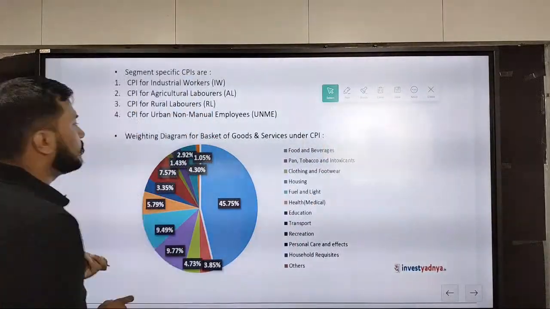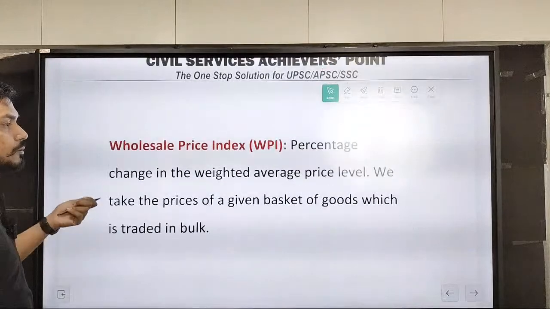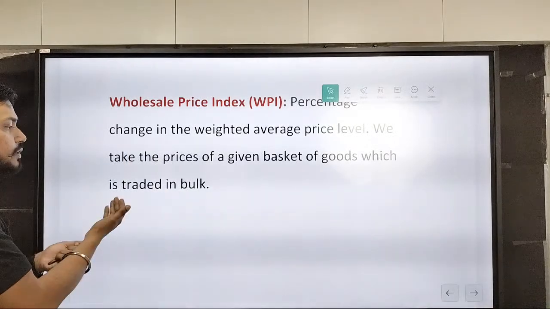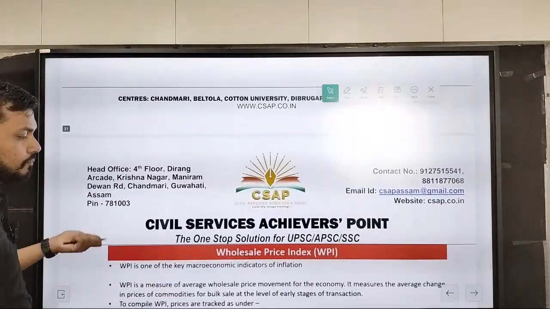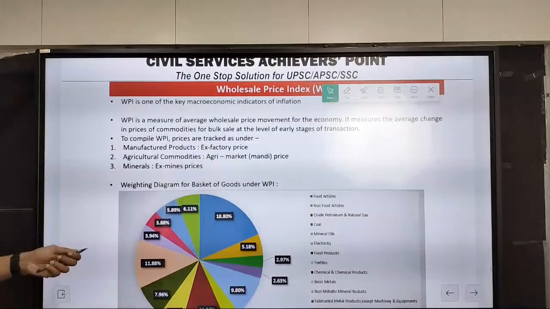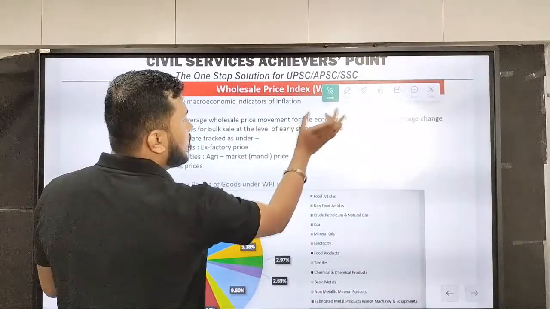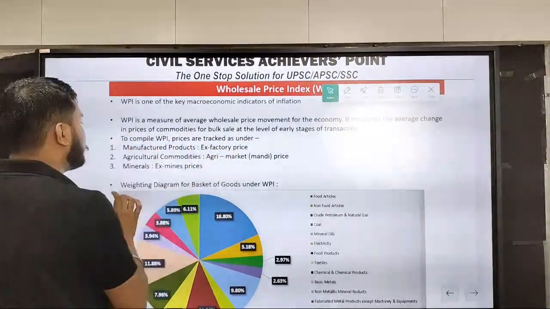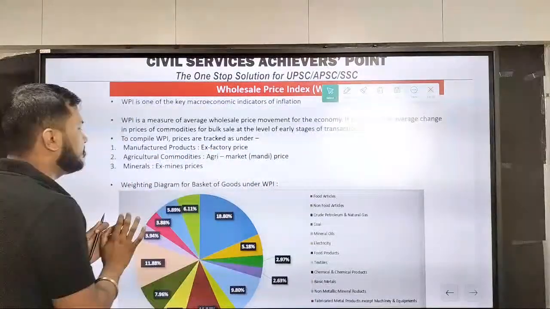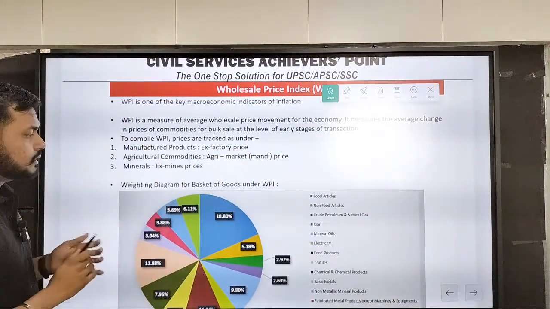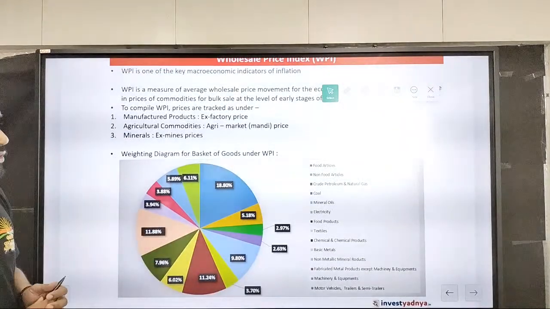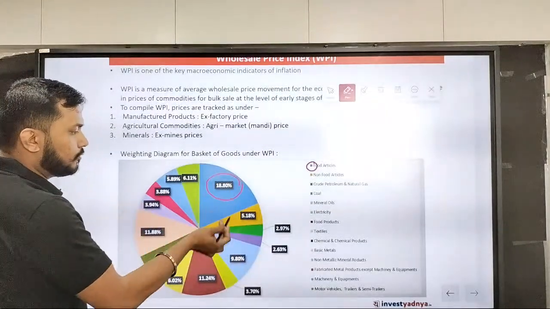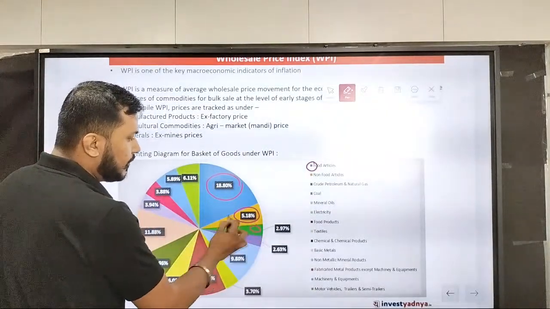Okay, then you can see the wholesale price index, the percentage change of the weighted average, where we take the prices of a given basket of goods which is traded in bulk. It is a measure of the average wholesale price movement for the economy. To compile WPI, prices are tracked as under: manufactured products at factory price, agricultural commodities at agri market, minerals at ex-mine price. Now if I look at the pie diagram, we can see food articles at 18.80%, non-food articles 5.18%, crude petroleum and natural gas 2.97%.